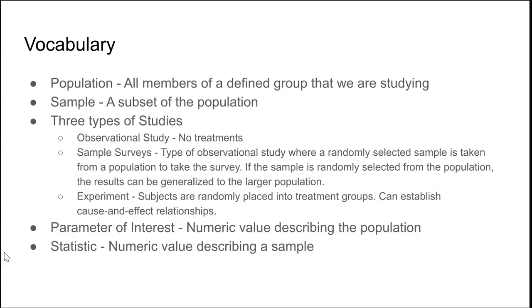An observational study does not have treatments imposed by researchers. Sample surveys are a type of observational study where a randomly selected sample is taken from the population to answer questions. An experiment can be used to establish a cause and effect relationship and is different from an observational study in that subjects in an experiment are randomly assigned to treatment groups. A parameter of interest is a numeric value describing a population, and a statistic is a numeric value describing a sample.